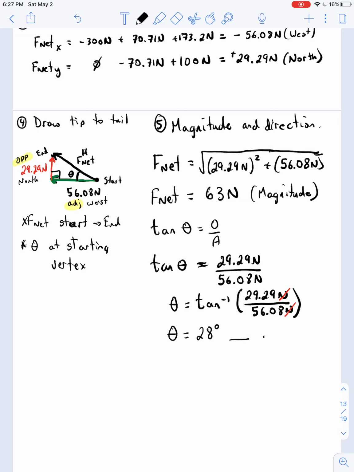Now I need to describe what its heading is. So I'm going to say something of something. To determine what this is, this is your opposite side, and this is your adjacent side. So I'm going to put the direction of the opposite. So I see that the opposite direction is north. And so I'm going to put north there first, and then I see that the adjacent direction is west. And so then I'm going to put north of west as my direction.